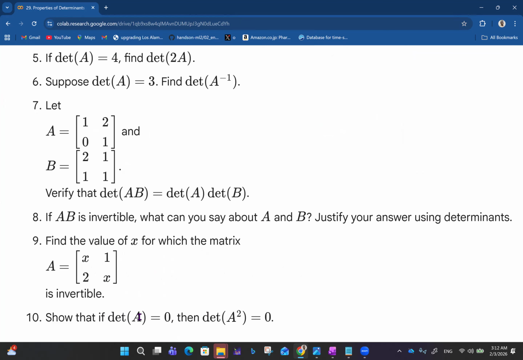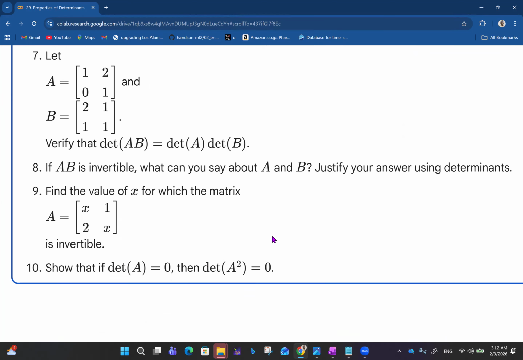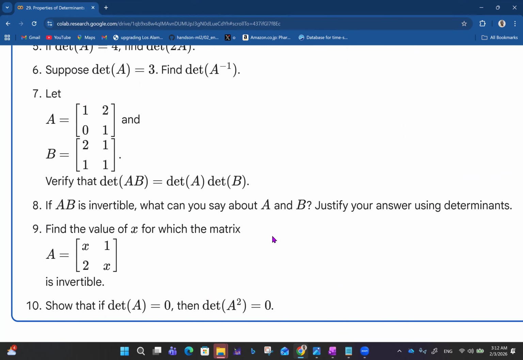Show that if the determinant of A is 0, then the determinant of A squared is 0. Of course, the determinant of A squared is the determinant of A times the determinant of A, which is 0 times 0, 0. So with this, I come to the end of this interesting video about properties of determinants. It can help you work faster if you understand most of these rules.